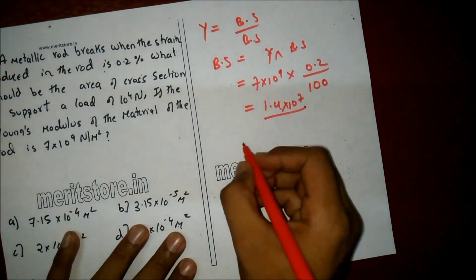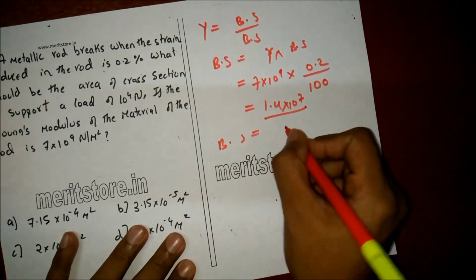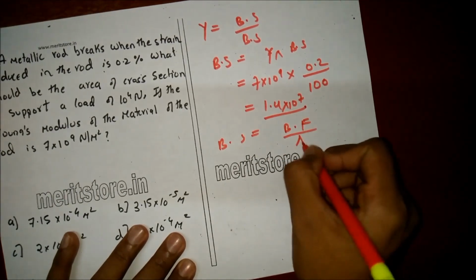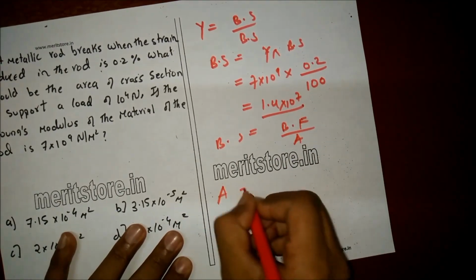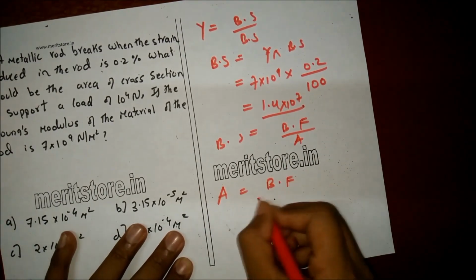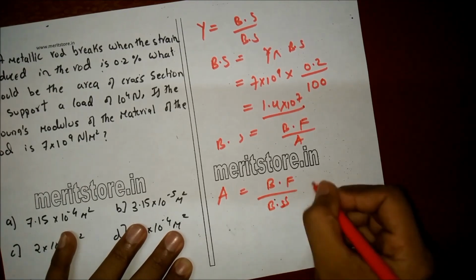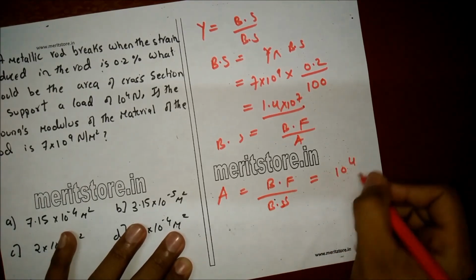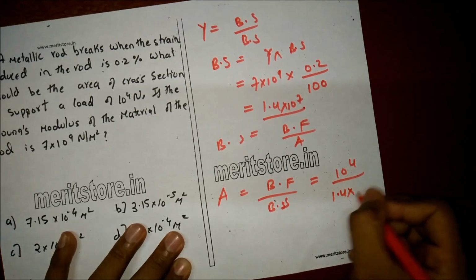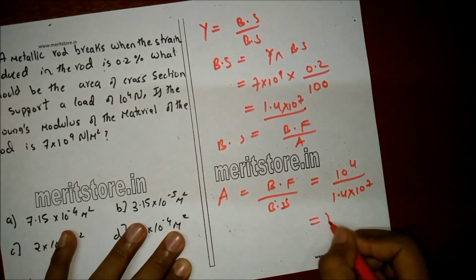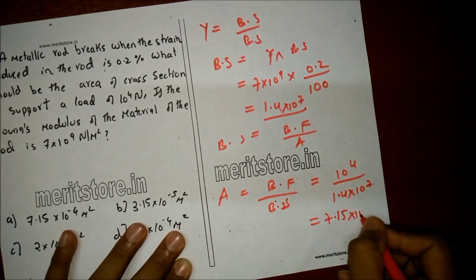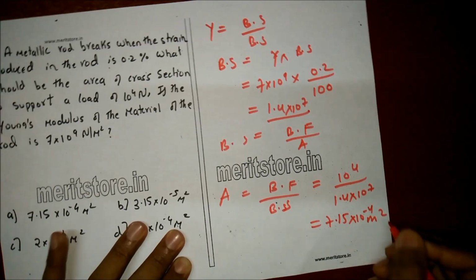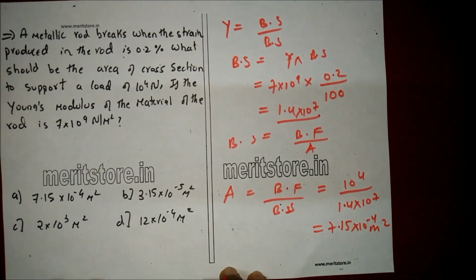Now, breaking stress is equal to breaking force upon the area. Therefore, the area will be breaking force upon breaking stress, which is equal to 10 raised to 4 upon 1.4 into 10 raised to 7, which is 7.15 into 10 raised to minus 4 meter square. Therefore, the correct answer will be option A.